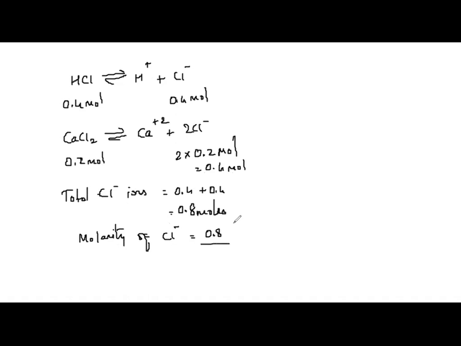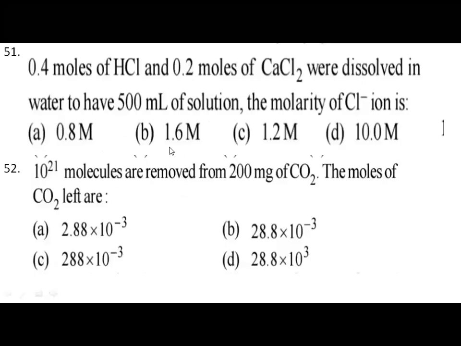How much have they said? Volume of a solution. What is the question? 500 ml of solution they have said, correct? So 500 ml means 500 by 1000, which becomes 0.5. Yes or no? So how much do I get? It becomes 1.8 molarity. So the answer is 1.8 molarity. Around 1.6. Yes, it comes out to 1.6 molarity.